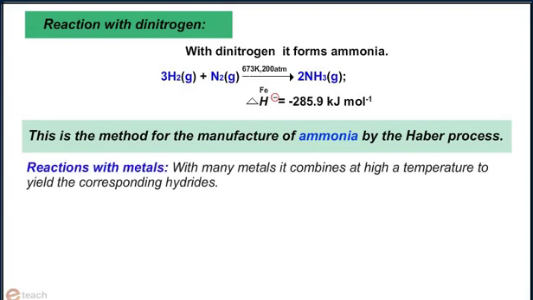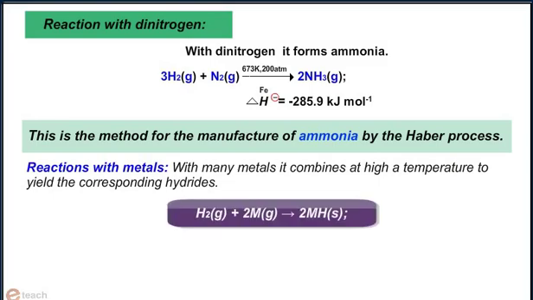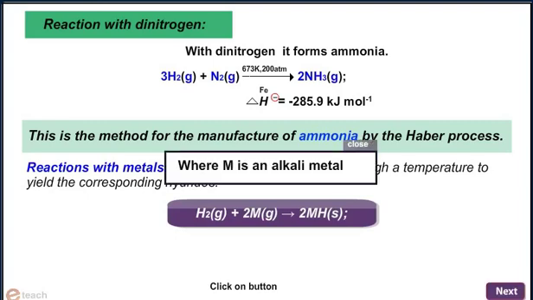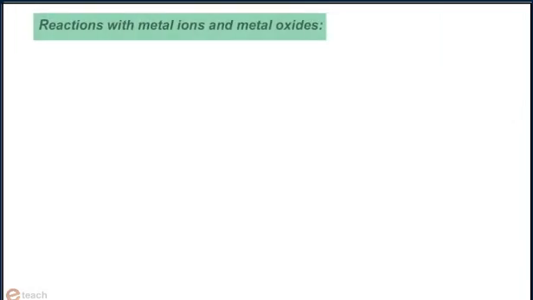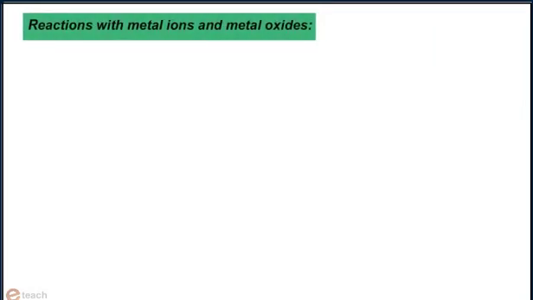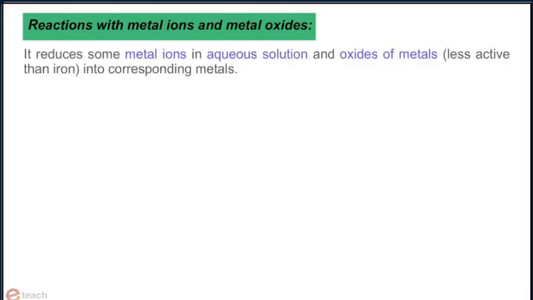Reactions with metals. With many metals, it combines at a high temperature to yield the corresponding hydrides. Click on the button. Reactions with metal ions and metal oxides. It reduces some metal ions in aqueous solution and oxides of metals which are less active than iron into corresponding metals. The reactions are as shown.